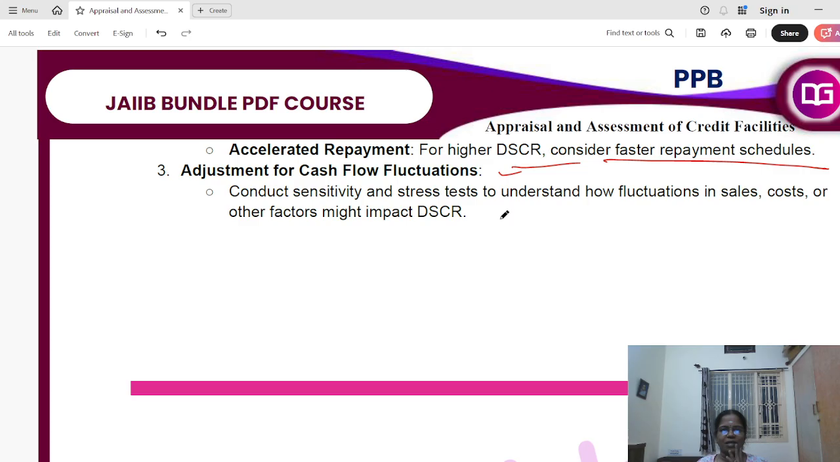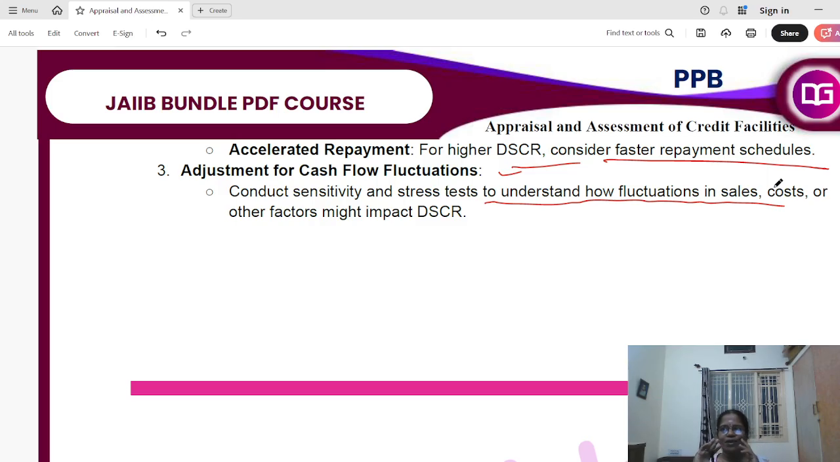Adjustment for cash flow fluctuation: conduct a sensitivity stress test to understand how fluctuations in sales, and what fluctuations in cost, and other factors impact the debt service coverage ratio. They look at how much the debt service coverage ratio would adjust, and then they give the loan.